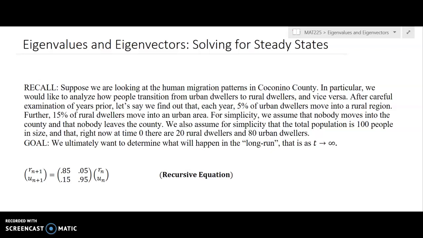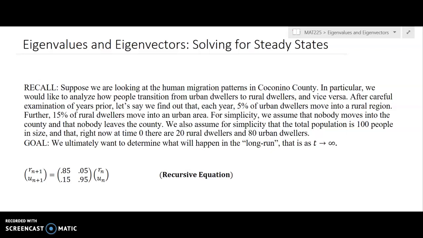In this video, we are going to extend our idea of the steady state problem, and we are going to begin to ask the question of how do we determine mathematically what's going to happen in the long run to our population. So recall this example where we had human migration patterns.